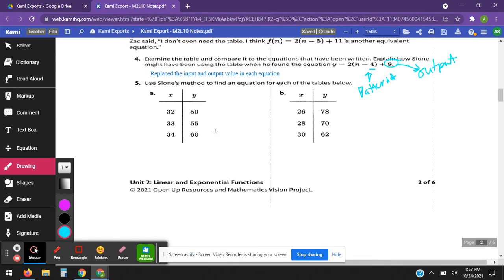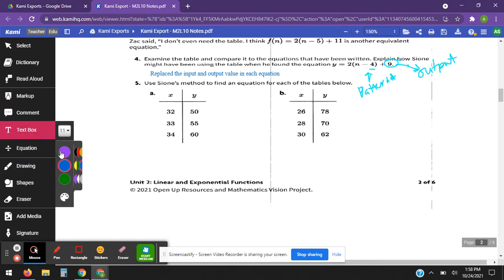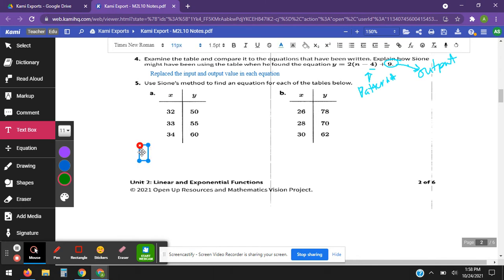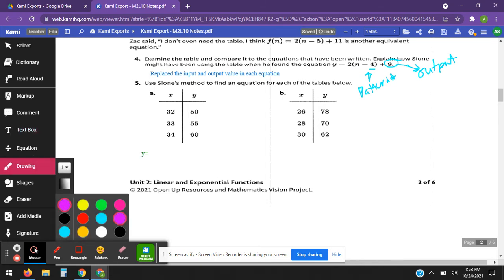Okay, so use Sion's method to find an equation for each of the tables below. So this is kind of like what we were talking about last unit when I said you can start with any x value and be able to do this. So I'm going to go ahead and do them with the text box. It's a little easier to see on here. So with this one, my y equals, well, what am I doing each time? Let's try to figure that out.